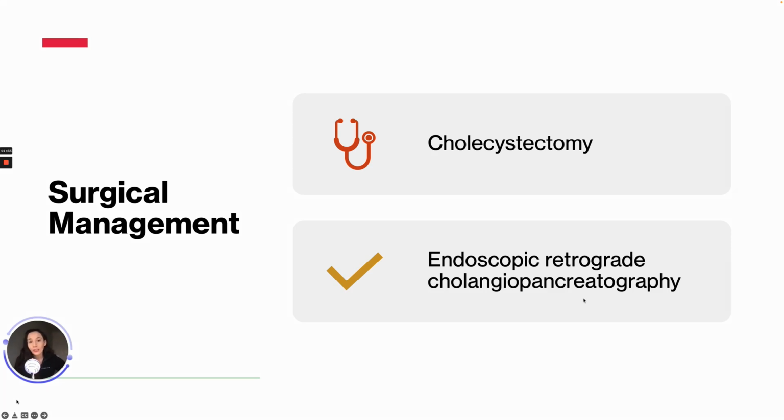Surgical management: cholecystectomy is the most common, performed by using a laparoscope and removing the gallbladder, or they can do an endoscopic retrograde cholangiopancreatography, or an ERCP, which visualizes the biliary tree by cannulation of the common bile duct through the duodenum.